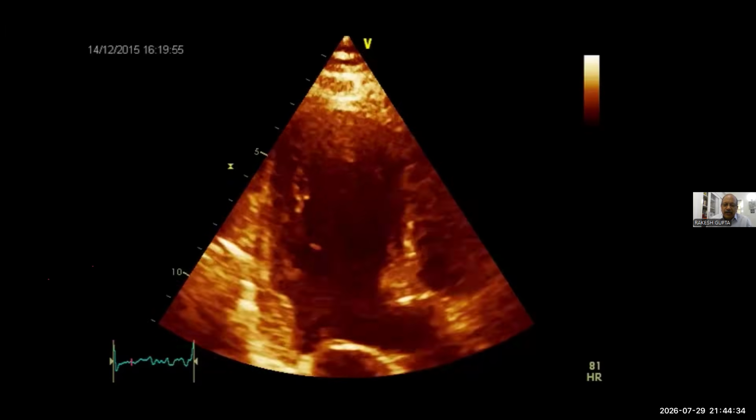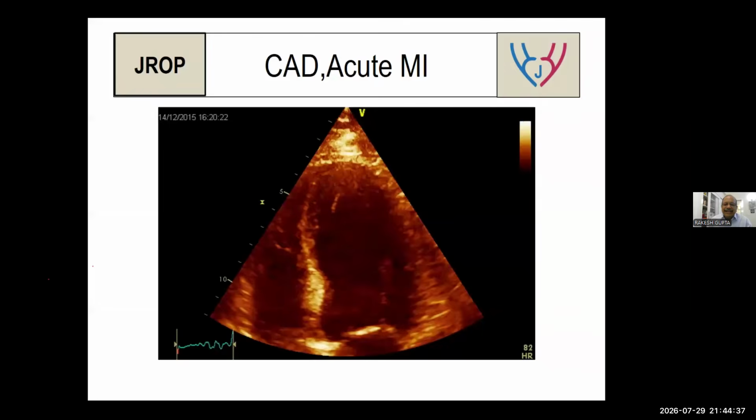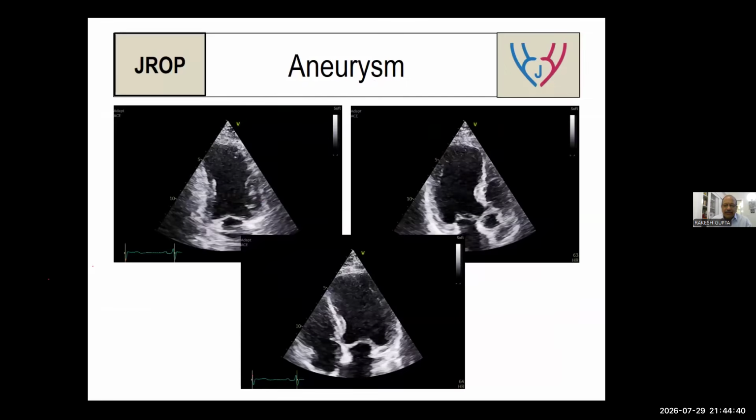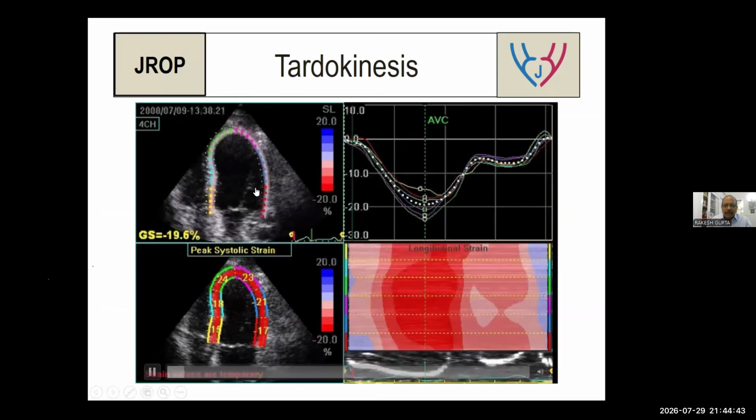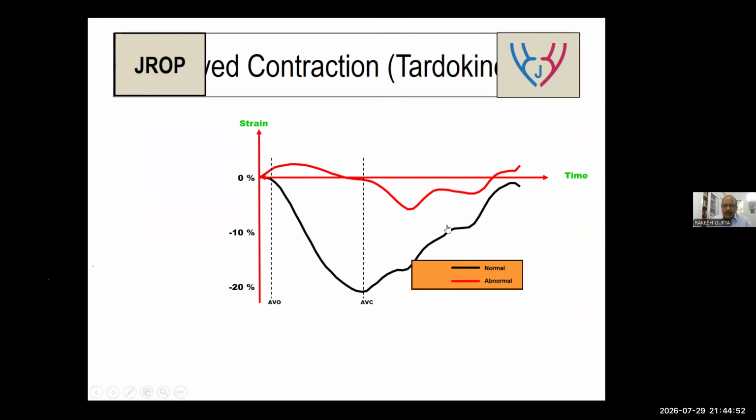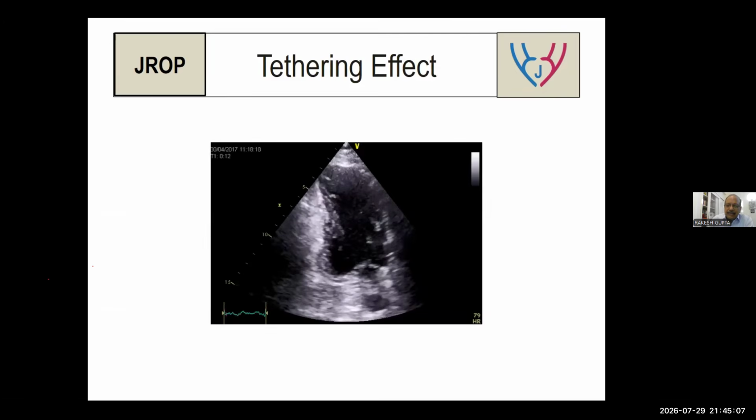I'm sorry, my word of tardokinesis was a little wrong. Tardokinesis is delayed contraction, not pulled up segments. It's a delayed contraction of a particular segment, which is not seen by naked eye, is a sign of ischemia and can be detected by two-dimensional strain. Look, this is the normally contracting segments, and this is delayed contracting segments by two-dimensional strain. When we talk of this two-dimensional strain delayed segment, that is known as tardokinesis. Tethering effect is when a hypercontractile segment pulls a hypokinetic segment, and that hypokinetic segment looks like normal. This is known as tethering effect.